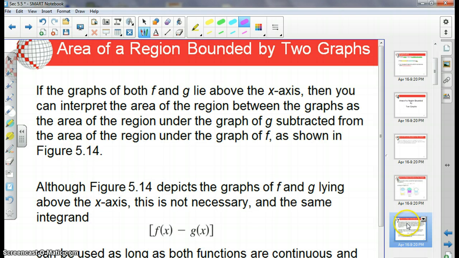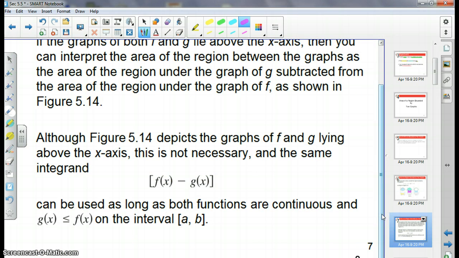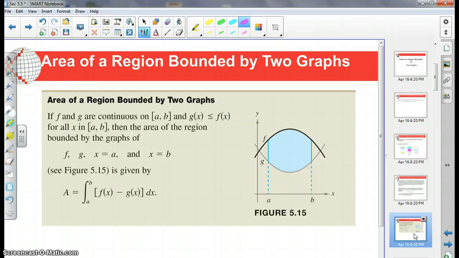So once again, this is a long mumbo jumbo for how we find the area between. Take the upper function and subtract off the lower function. Sometimes it's f of x minus g of x, sometimes it's g of x minus f of x, but it's always the upper function minus the lower function. So this is the definition we're going to be using today.